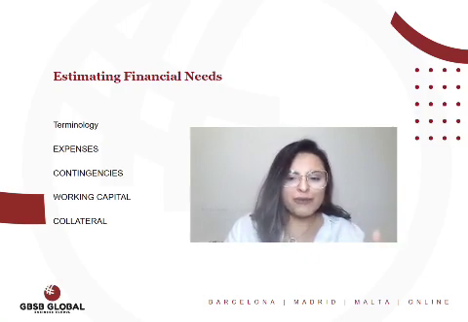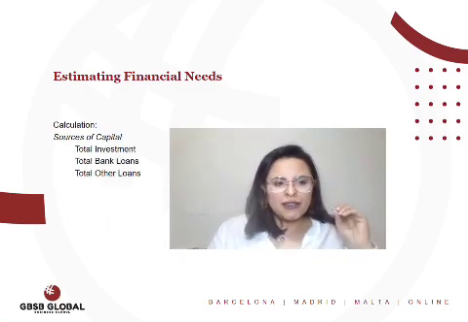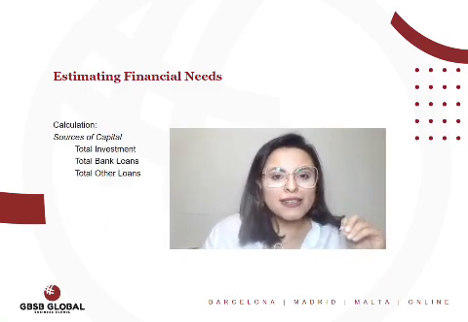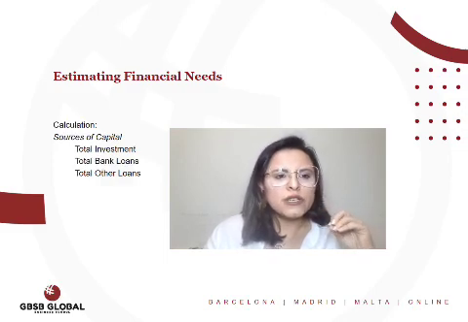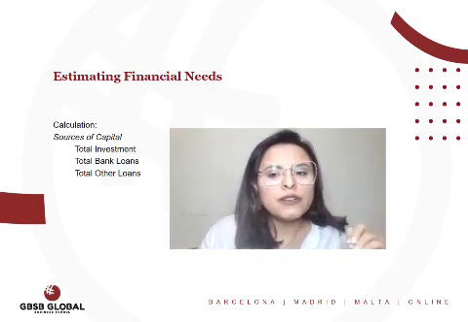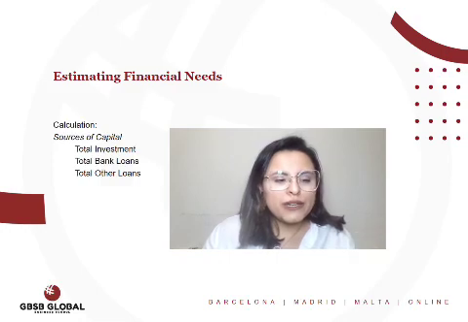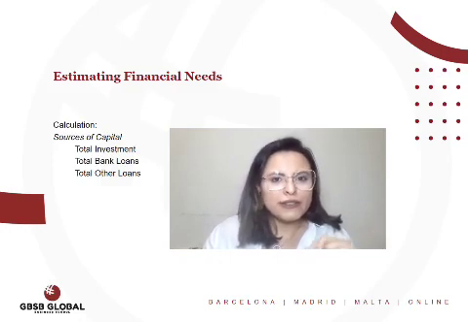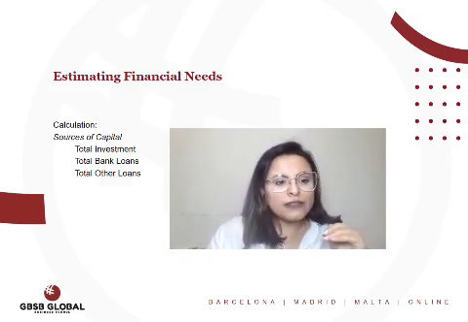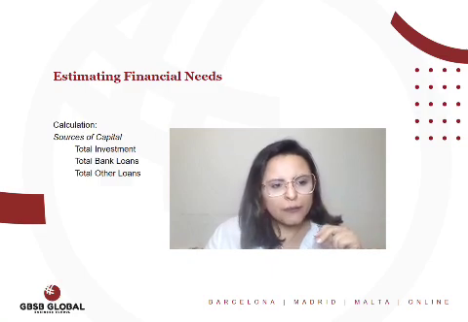Now it's time to go to the calculation. Let's go. First of all, it's about the sources of capital: the owner's investment, the names, and the percentage of ownership related to the amount they invested in the company. That's how we end up with the total investment.